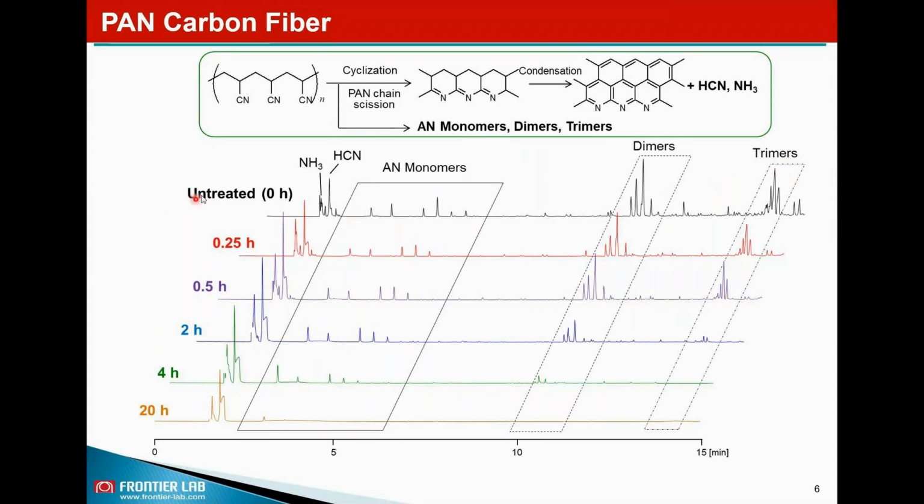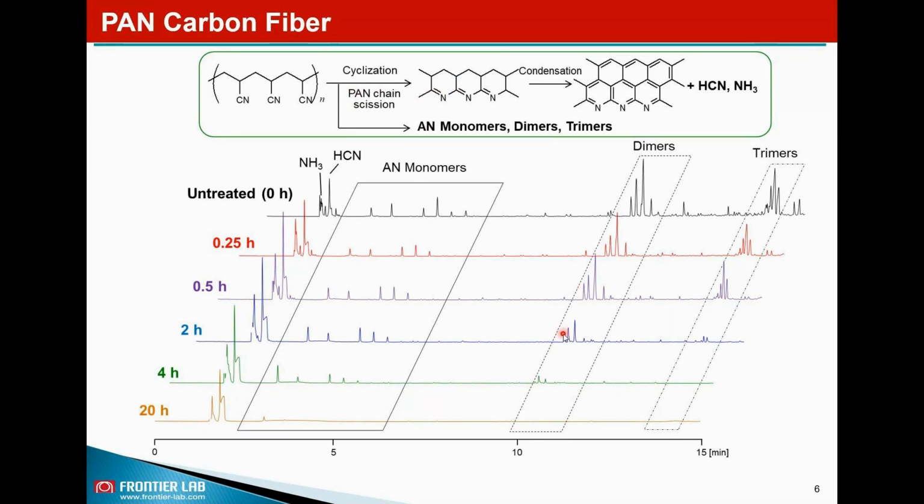Again, as I said in my previous slide on the reaction mechanism, if there is no cyclization, then you will see the formation of monomer, dimer, and trimer. Compared to the untreated sample, where the dimer and trimer peaks are prominent, they get reduced as the stabilization time increases. By 2 hours it has almost disappeared. That means by 2 hours of stabilization, you can assume there is no real PAN left. Most of it has undergone cyclization and formed this ladder-like structure.